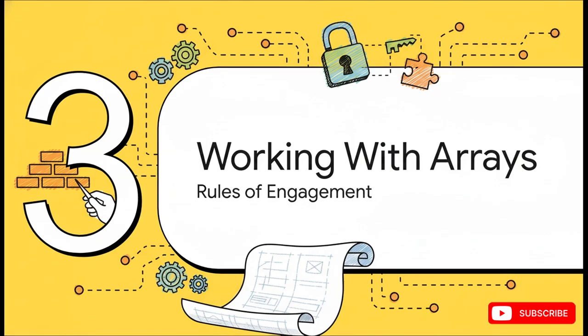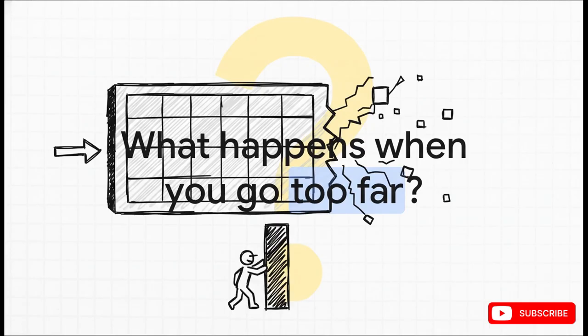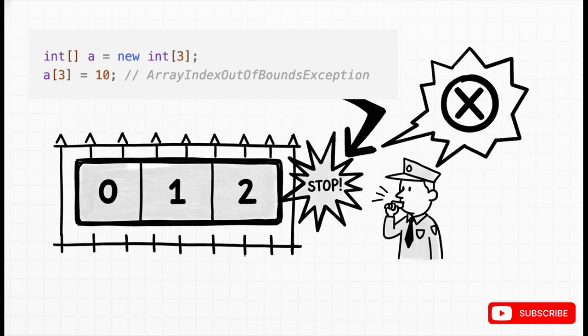So now that we have the blueprint down, let's talk about the practical side of things, the rules you've got to follow when you're actually writing code with arrays. An array's size is set in stone. It has these really rigid boundaries. So what happens when you try to step outside of them? Bam! The JVM will throw an ArrayIndexOutOfBoundsException.